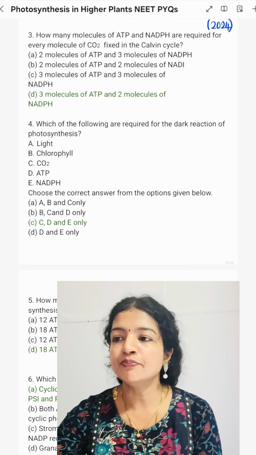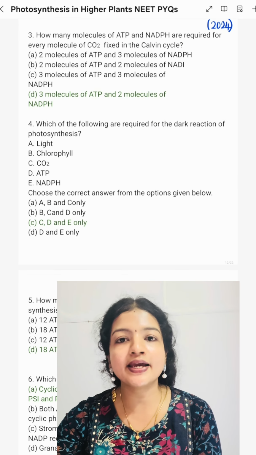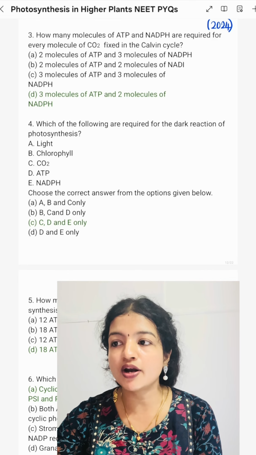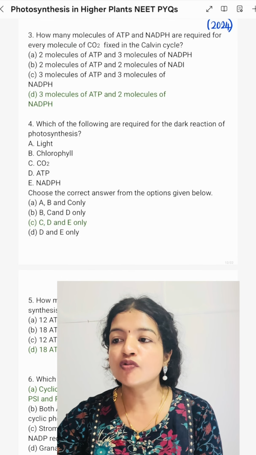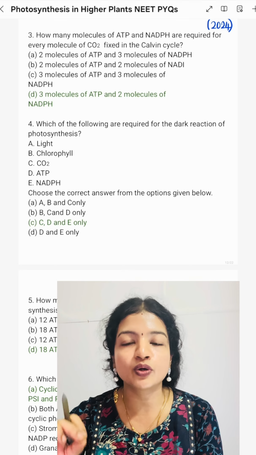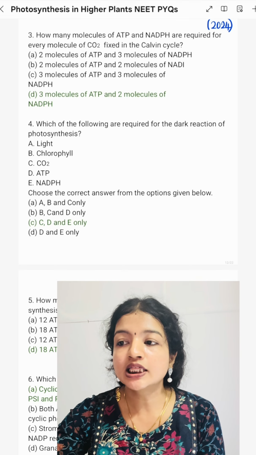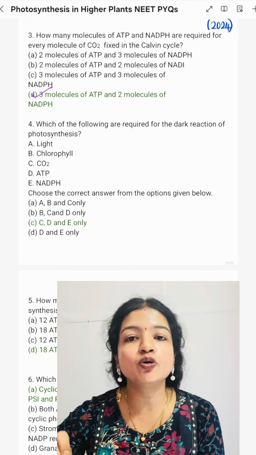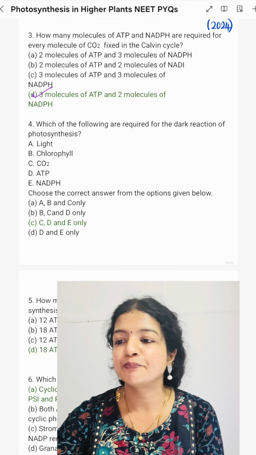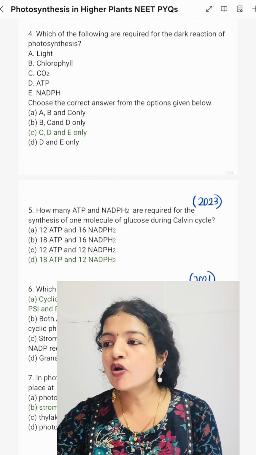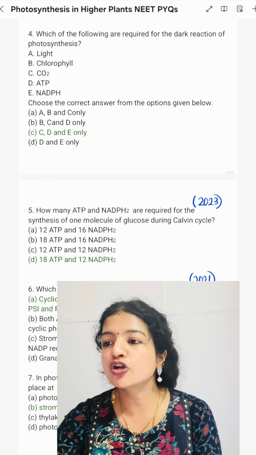Then third question, how many molecules of ATP and NADPH are required for every molecule of CO2 fixed in the Calvin cycle? So for every molecule of CO2 to get fixed in the Calvin cycle, 3 molecules of ATP and 2 molecules of NADPH are required. Okay, option D. Then which of the following are required for the dark reaction of photosynthesis?